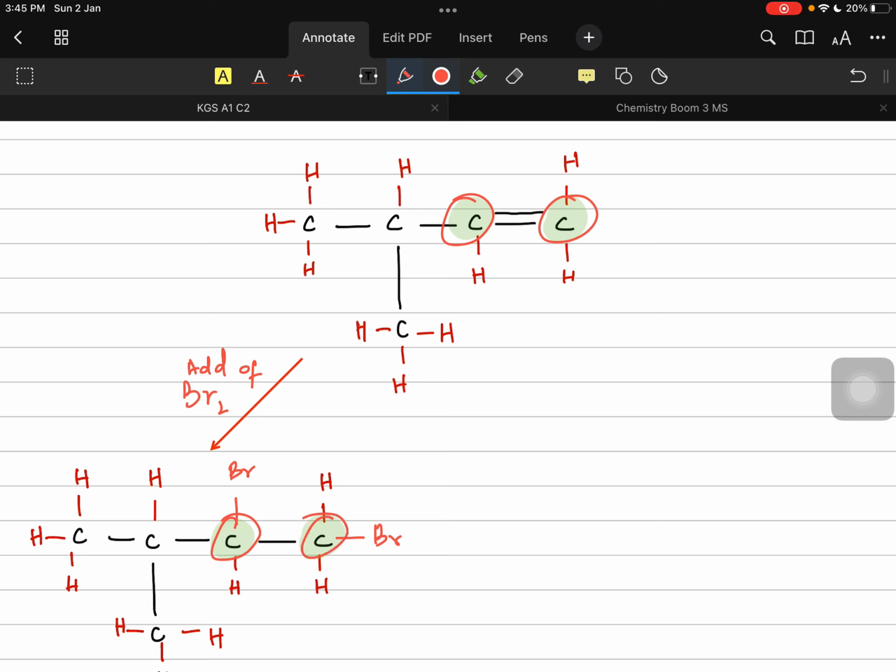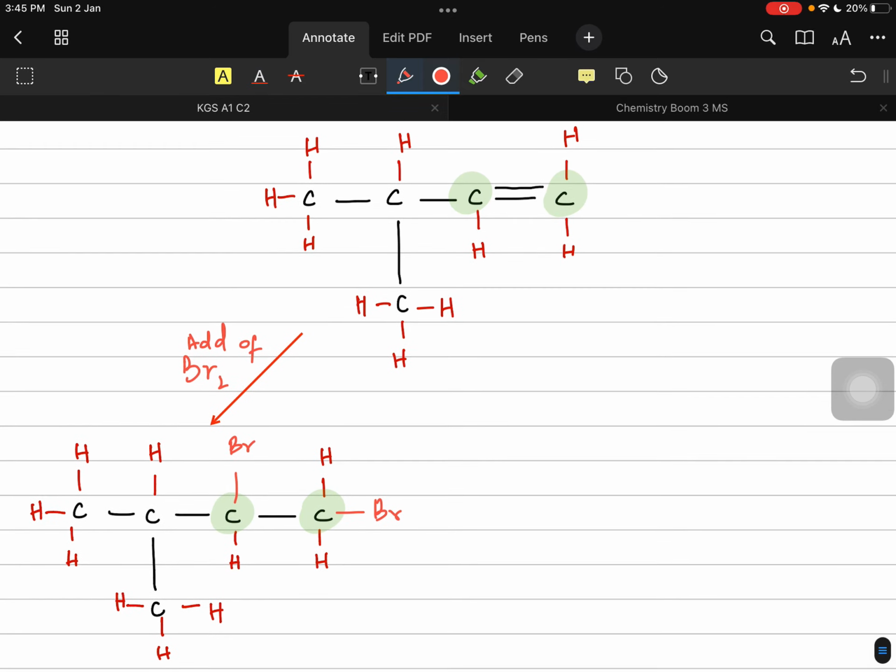Simple. You don't care about in which direction the bromine is going. All you care about is the fact that both the carbons get one bromine each because they had the double bond, and now they need something to compensate for the lost double bond. Let's try one more example. Within the same molecule, we are going to be working with hydrogen.